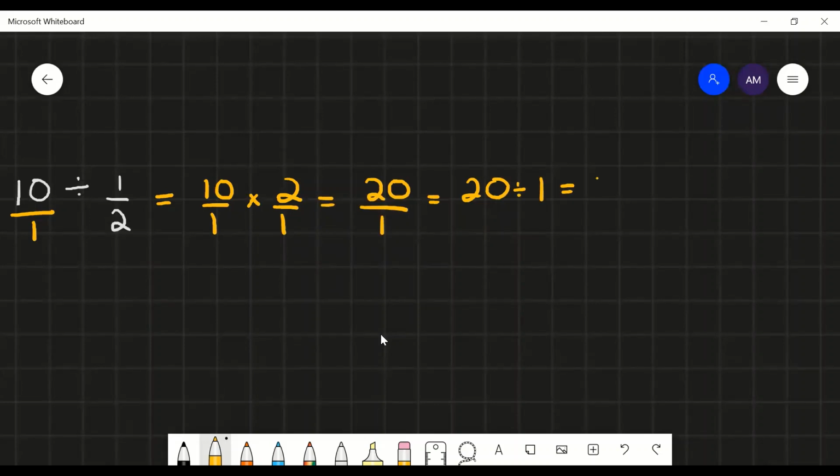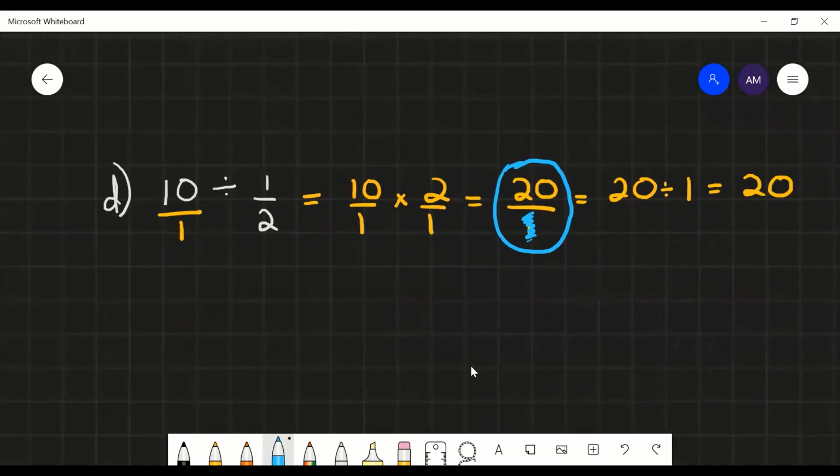is still just 20. So whenever you see a final answer that looks like this, just ignore the 1. We don't need the 1. It's sometimes useful to introduce the 1, like to change this into a fraction. But if your final answer has a 1 in the denominator, just take the numerator. That'll be our answer, just the 20.